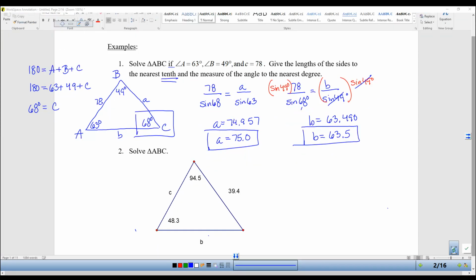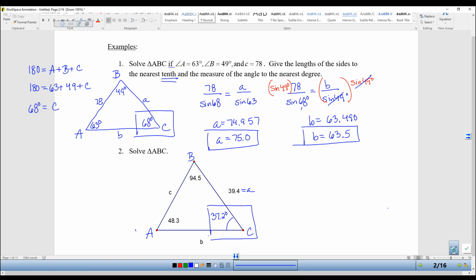Okay, you might want to try the next one on your own, but of course I am going to do it for you. Since this is side b, I'm going to go ahead and label this angle B. And since I'm missing an A, this must be angle A, and corresponding to side c would be angle C. It's always easiest to find the angle first because the three angles add up to 180. So 180 minus 94.5 minus 48.3 is equal to 37.2. I have my first answer.